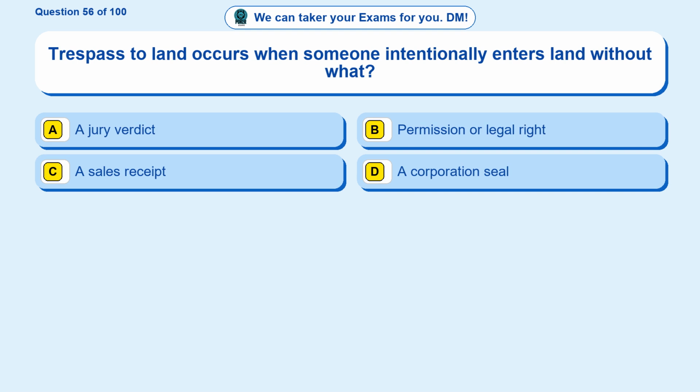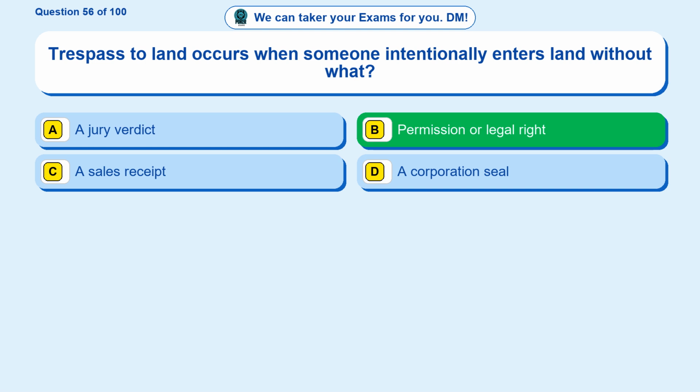Question 56. Trespass to land occurs when someone intentionally enters land without what? Option A, a jury verdict. Option B, permission or legal right. Option C, a sales receipt. Option D, a corporation seal.